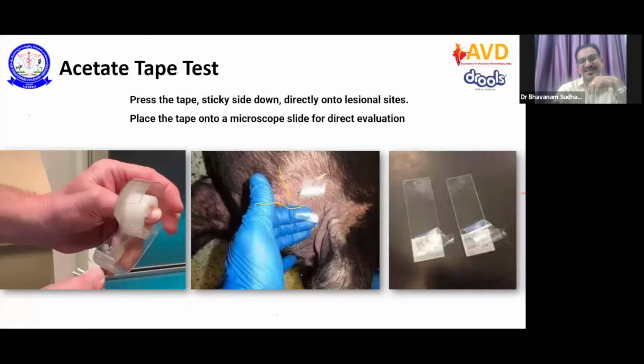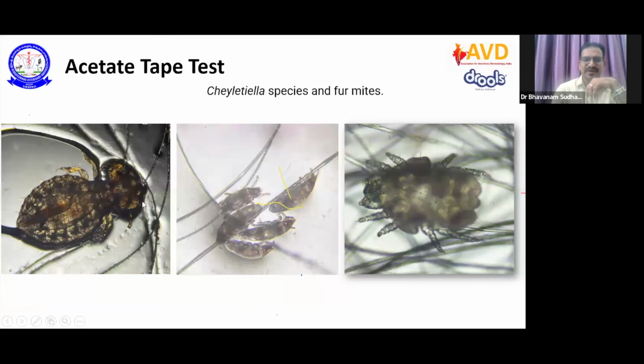Next one is the acetate tape test. How can it be useful for us? When you have seen lesions over the body, dorsum or the ear pinna region, you can directly collect tape and apply it over the lesion and attach it to the slide. You can visualize the mites and lice directly, without addition of anything. That's why acetate tape is very essential.